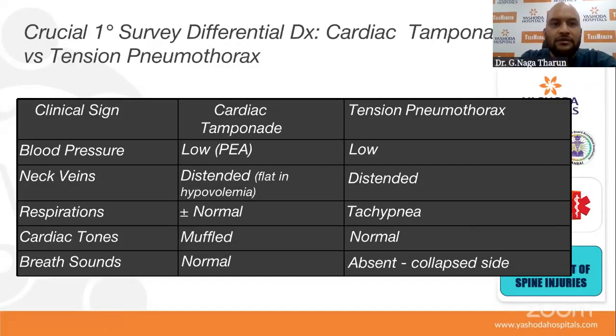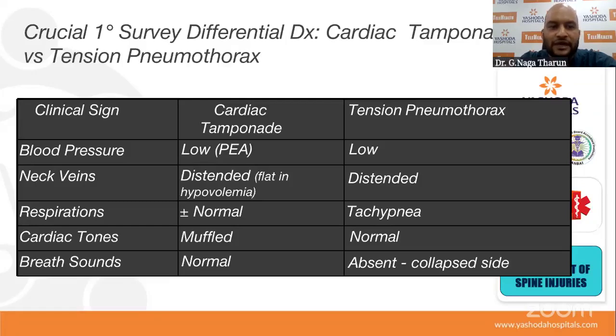Coming to the survey, differentiate between cardiac tamponade versus tension pneumothorax. These are the two scenarios where the patient will not give time for management and will collapse immediately. So we have to take care of the definitive treatment immediately, as soon as the patient comes, check ABC, and EFAST will be done. Depending upon the EFAST findings, we have to proceed very fast.